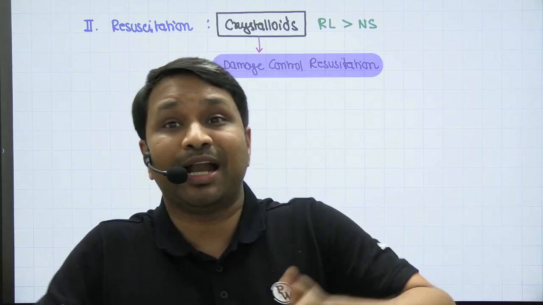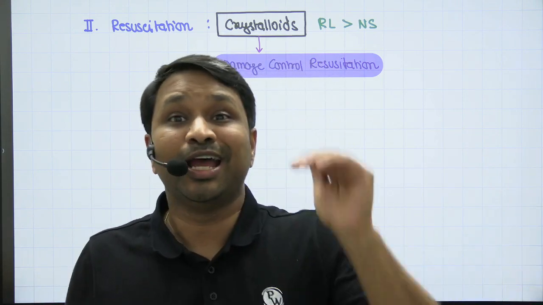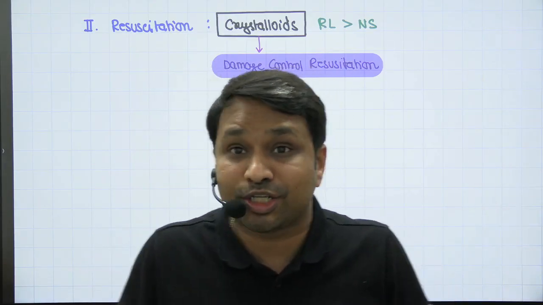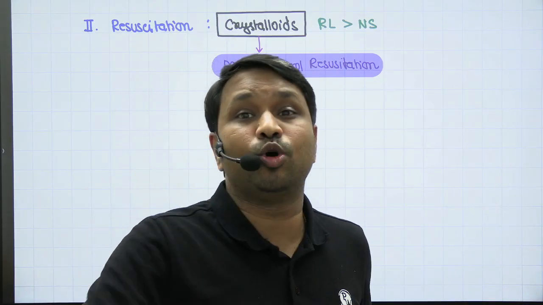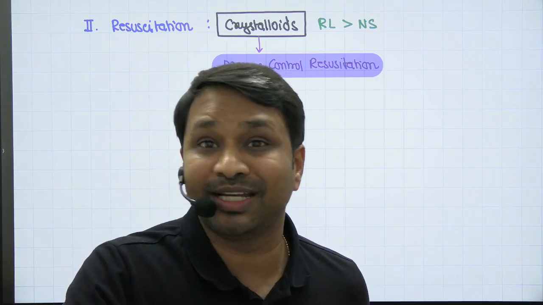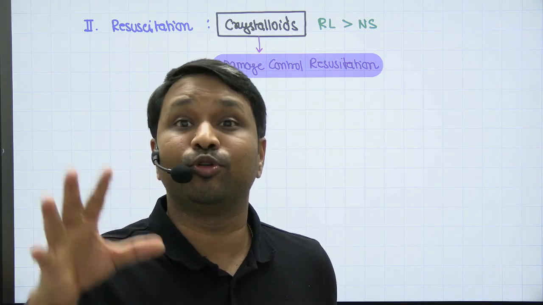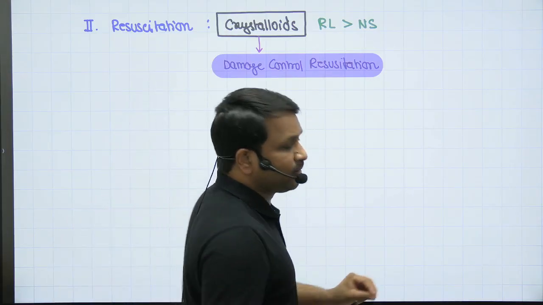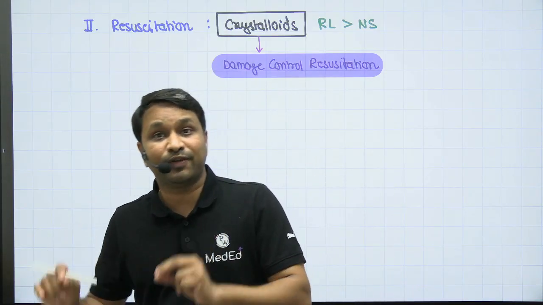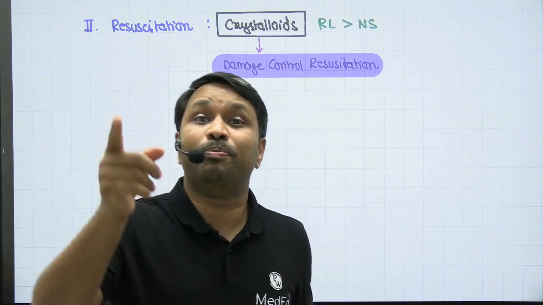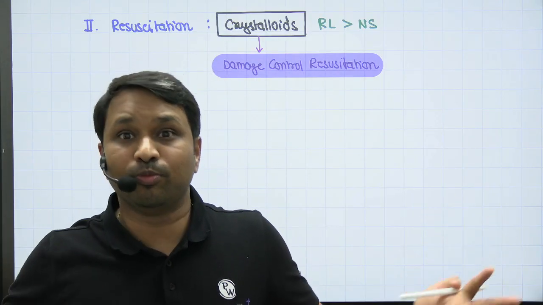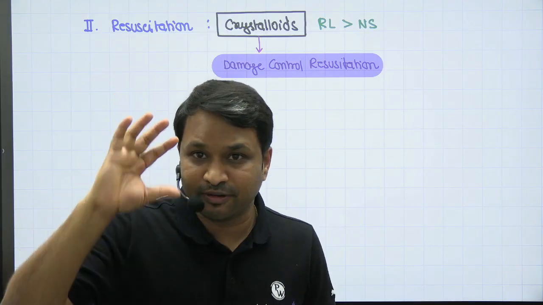As you keep on adding more and more crystalloids, you're only increasing the volume. As you increase the volume, obviously the pressures might become normal, but mind you, crystalloids do not have oxygen carrying capacity. They cannot improve the perfusion. See, the objective of giving fluids in the initial phase of resuscitation is to balance the pressure. It is not that I am trying to put more oxygen. No, I am trying to give volume.